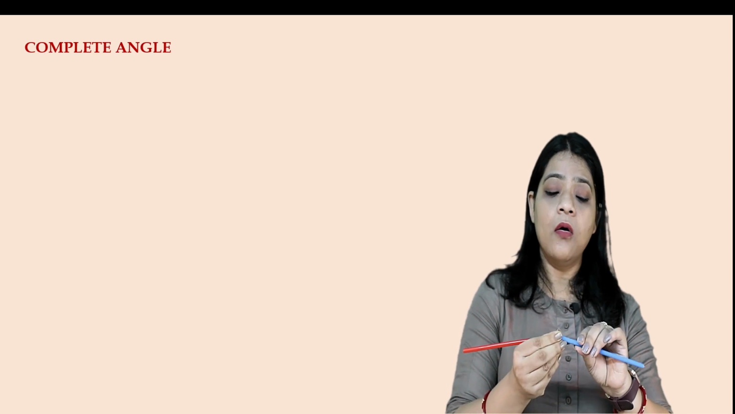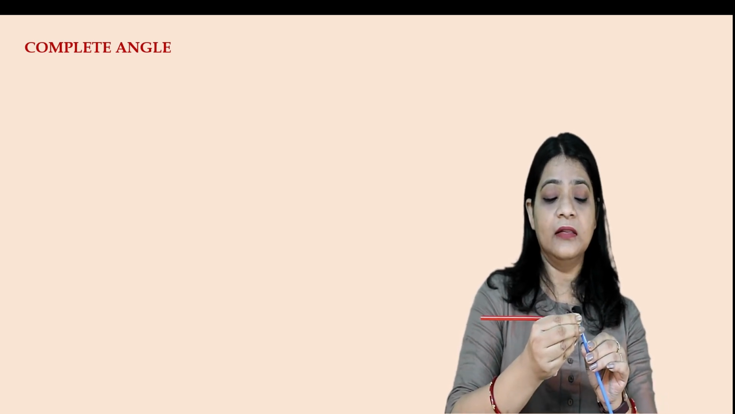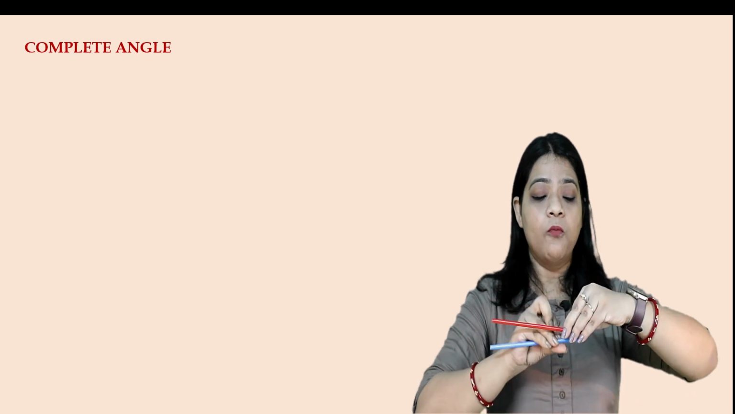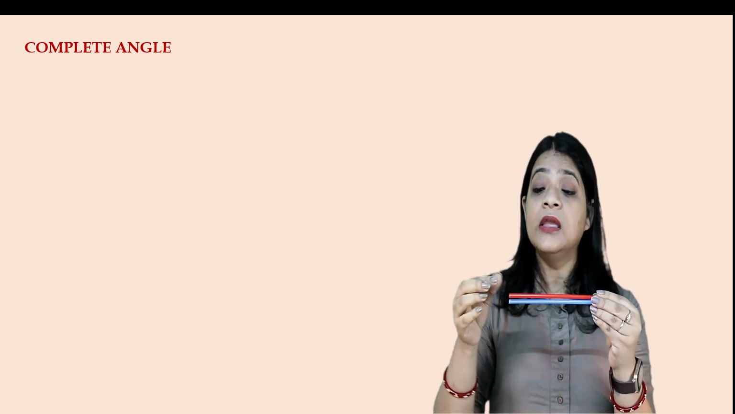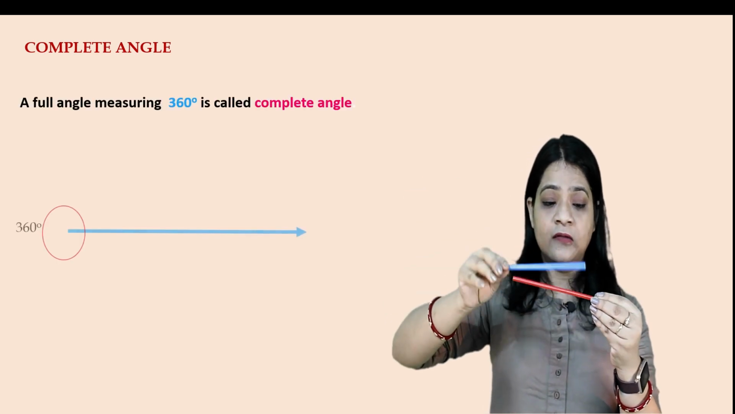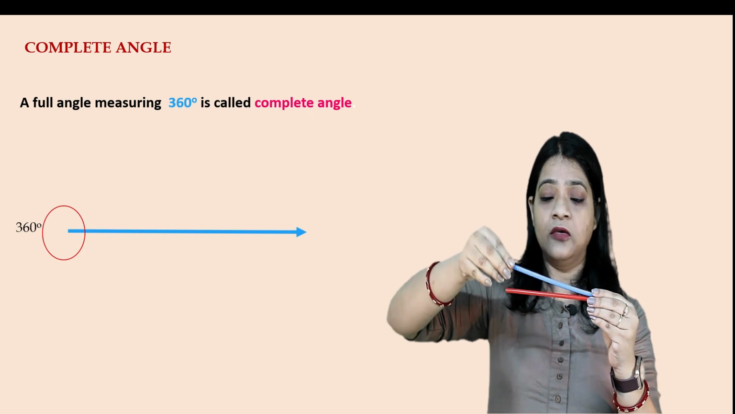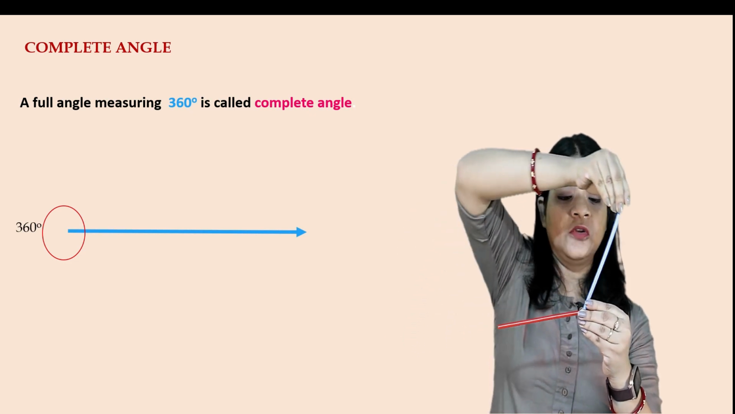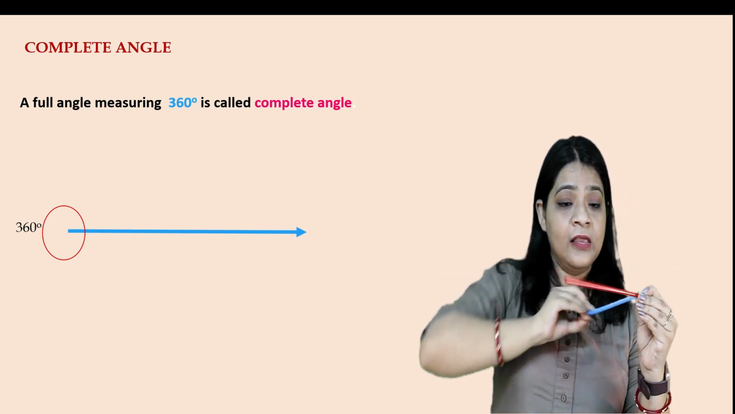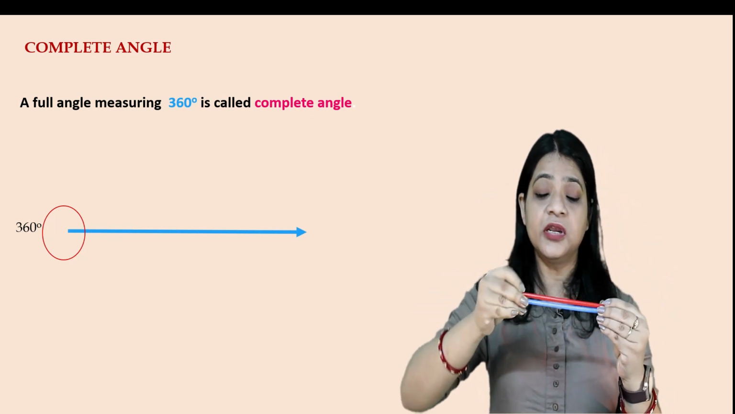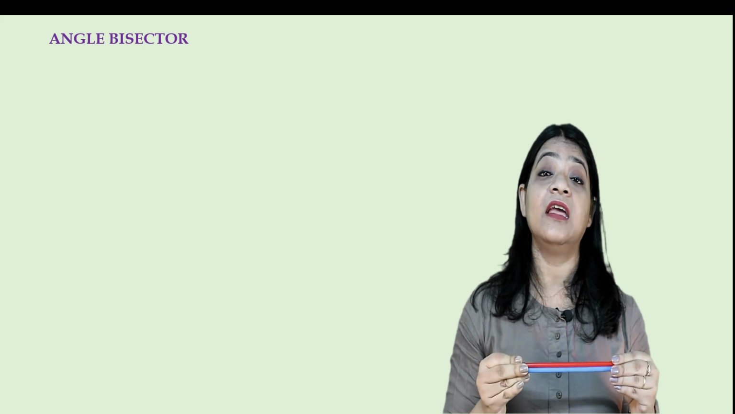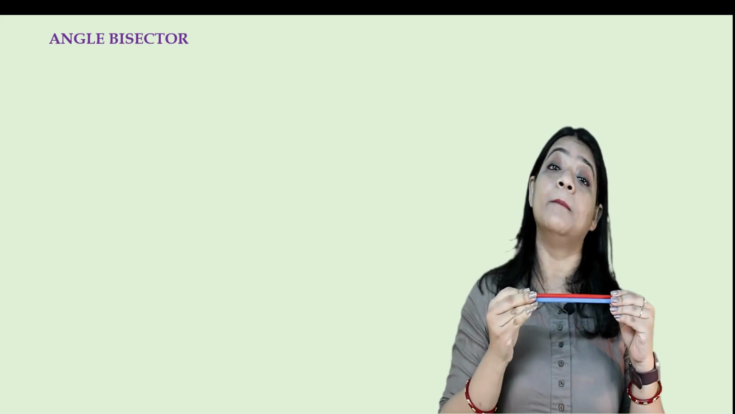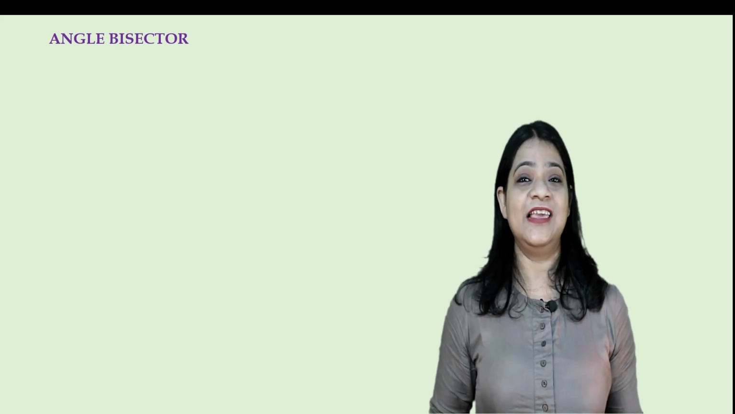Now, if you rotate this angle, a time will come when both the two rays are lying at this particular position. Means what? It is completing a full circle. See, it's starting from here. Suppose the angle originates from here: acute angle, right angle, obtuse angle, straight angle, reflex angle. Then you make a complete rotation and it comes to this particular position. That is called a complete angle, and it measures exactly 360 degrees.